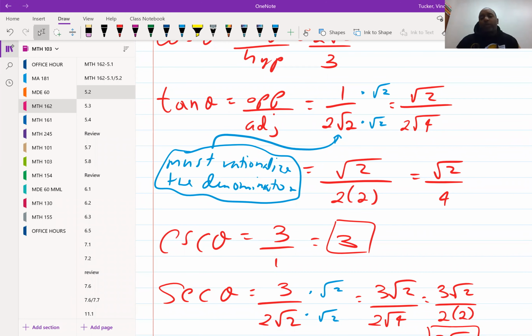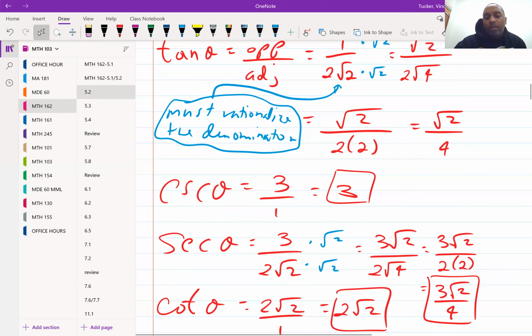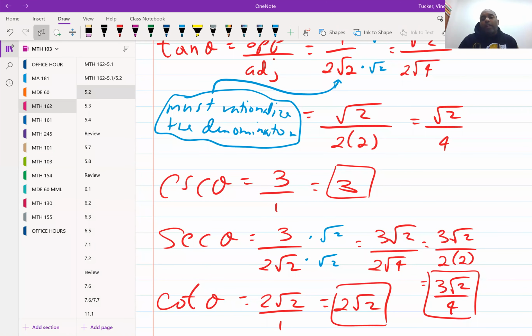Once again, we have square root of 2 in our denominator, so we need to rationalize it by multiplying top and bottom by the square root of 2. That'd be 3 square root of 2 over 2 square root of 4. Square root of 4 is 2, so that's 2 times 2 in your denominator. So 3 square root of 2 over 4. And for our last one, cotangent theta, if we flip tangent, that'll be 2 square root of 2 over 1, which is just 2 square root of 2. So those are our 6 trig functions.